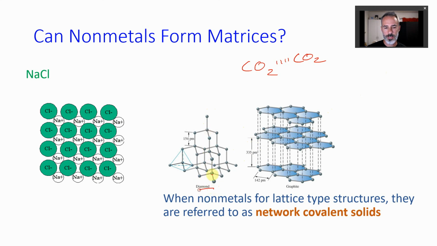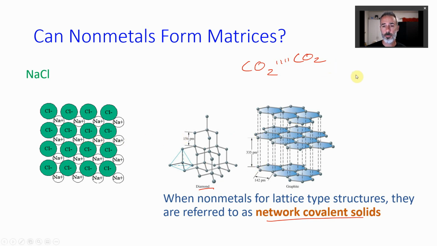Diamond is a good example. Each one of these gray balls here is a carbon, and it forms a regular array that's quite strong. And that's referred to, when that occurs, as a network covalent solid. They're not nearly as common as molecular compounds, discrete molecules, but they do happen. Graphite, pencil lead, is another one. It forms these nice little six-membered rings, and these are all carbon atoms that make some sort of a matrix a bit like a salt does.